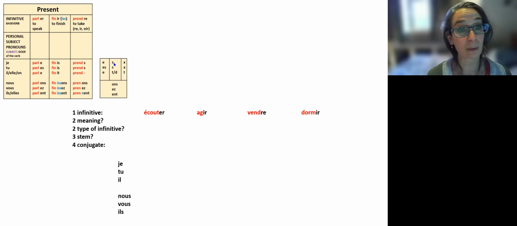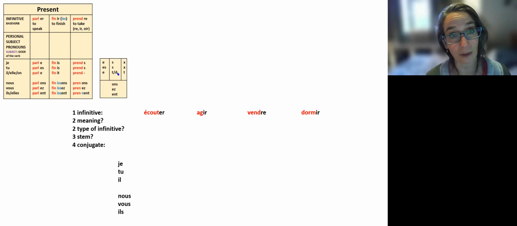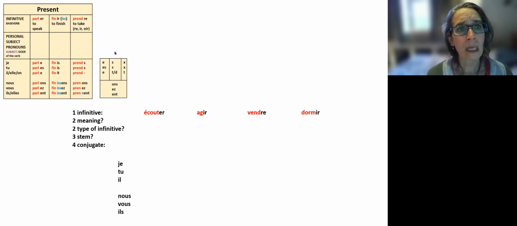Otherwise, it's probably going to be something with SST. If it's not a T, it's a D, okay? If it's not an S, it might be an X, which is very similar, yeah? So I would say that French is probably one of the easier languages in terms of learning the endings, okay?